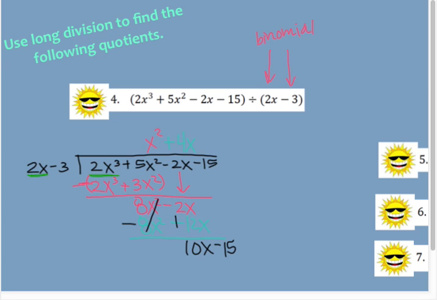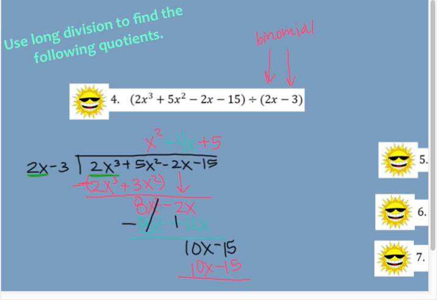Now I go ahead to my last step. I'm going to say, well, 2x times what gives me 10x? Well, 2x times 5, so plus 5. So then I would go 2x times 5 is 10x. Negative 3 times 5 is negative 15.